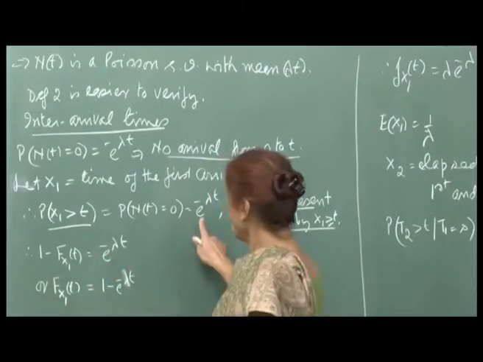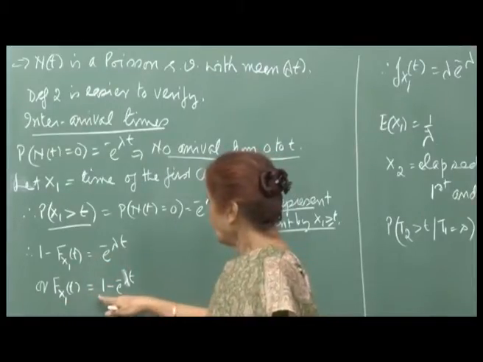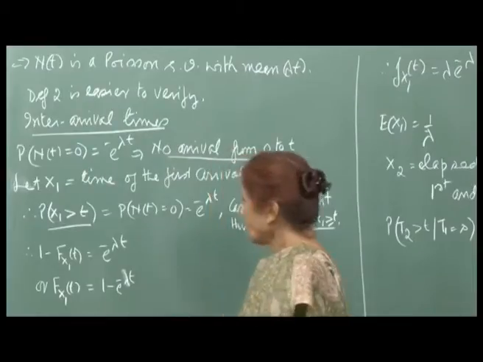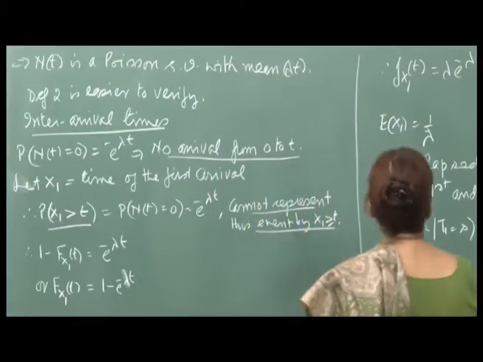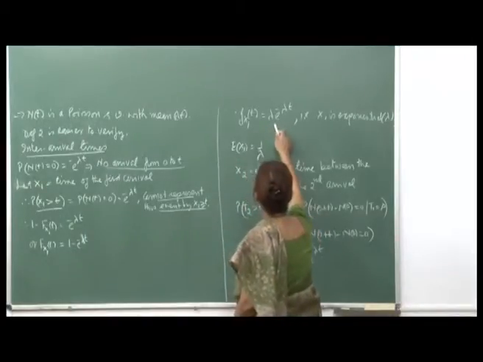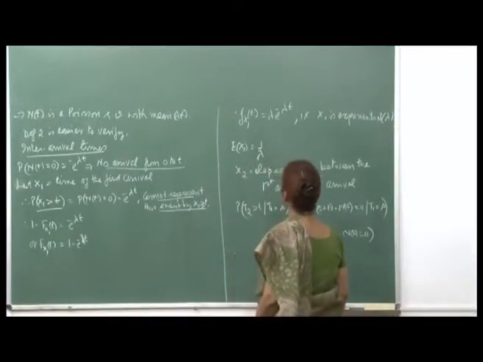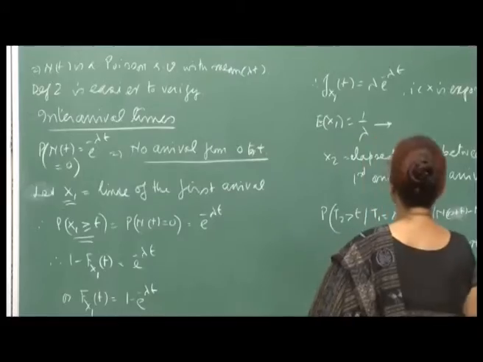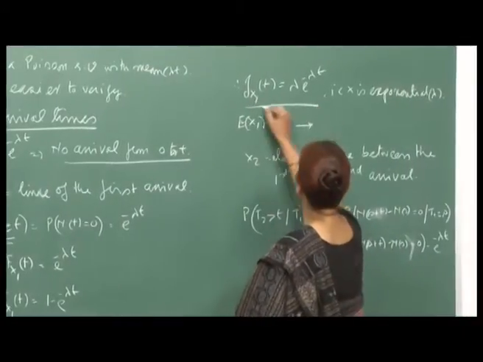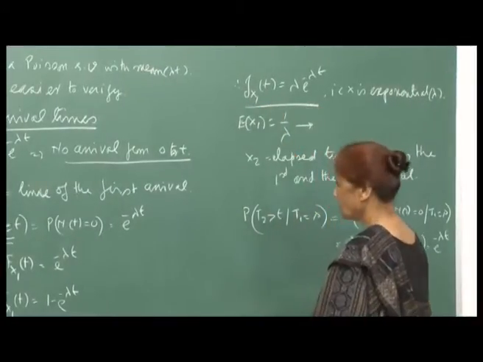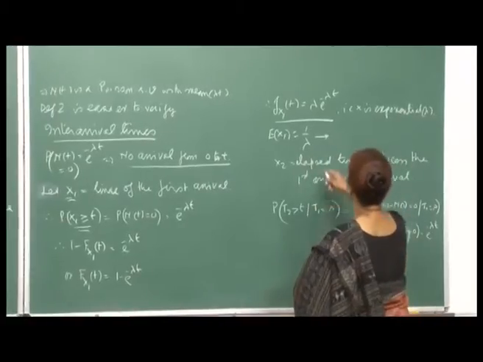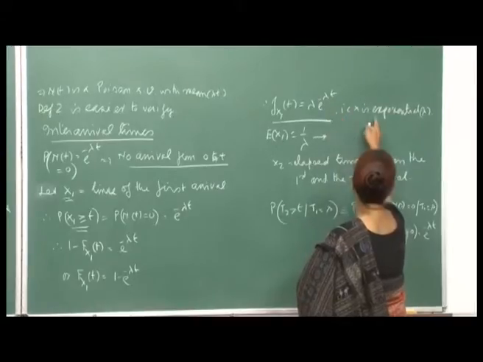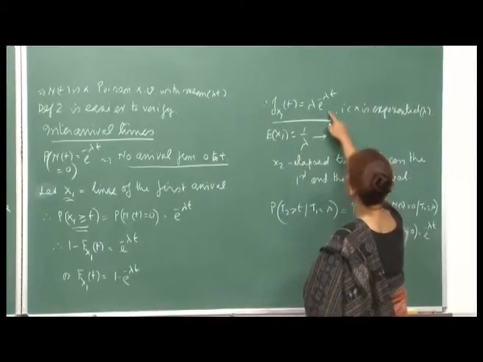So, then this is equal to e raised to minus lambda t, and so F_X1(t) is 1 minus e raised to minus lambda t. So, that shows you that, therefore, your f_X1 will be lambda e raised to minus lambda t. If you differentiate this equation on both sides, you will get lambda e raised to minus lambda t. Now, this is an exponential lambda.